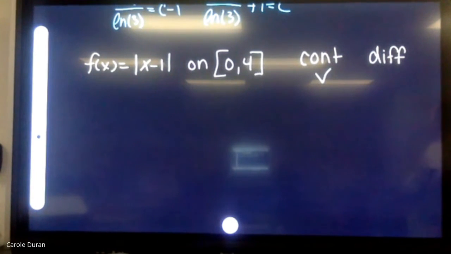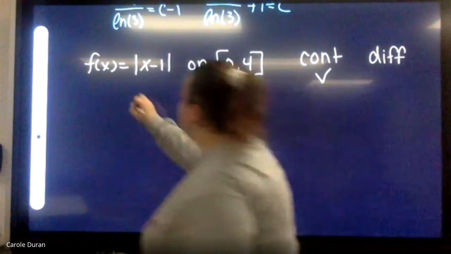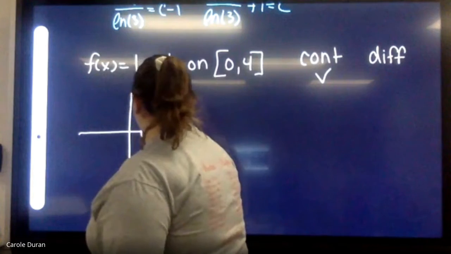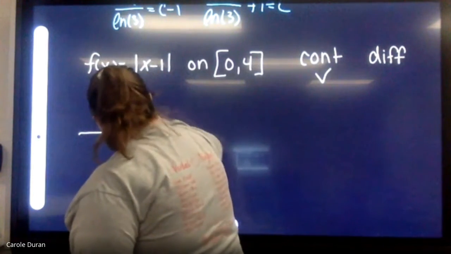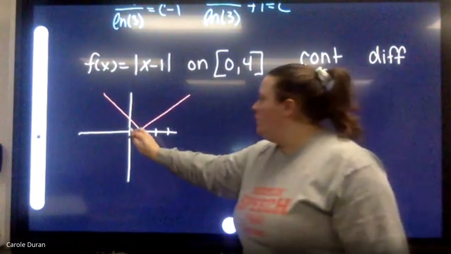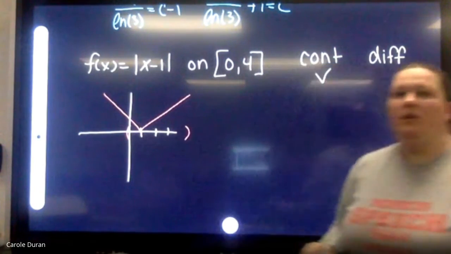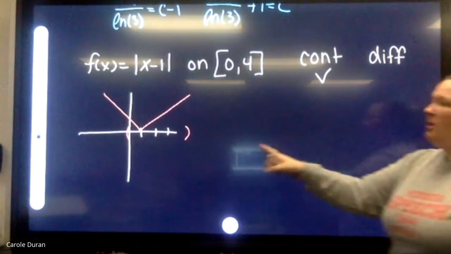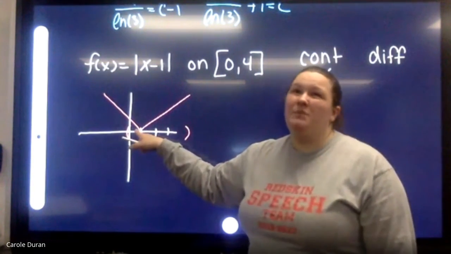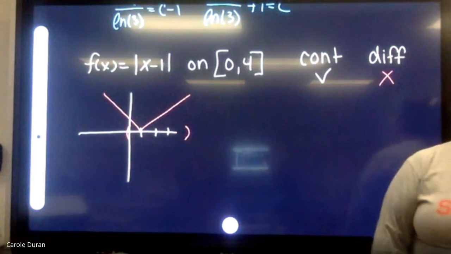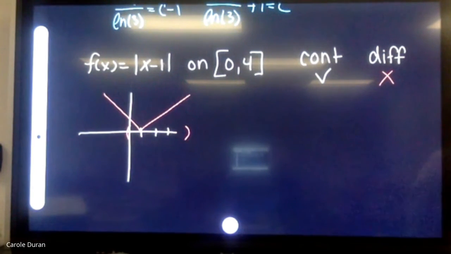It's a corner. If I were to graph this, it would look like this. My interval went from 0 to 4. So if any point on there was a sharp corner or a cusp or a break, it is not differentiable. As Liam noted, I had a sharp corner at 1, which means at 1, this is not differentiable. So it fails and I cannot apply the mean value theorem. So I would just stop.